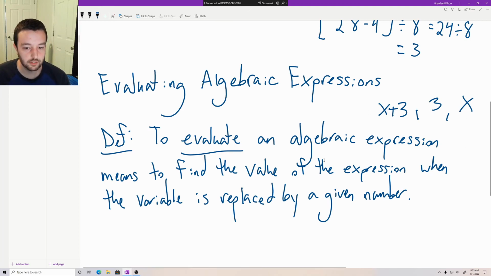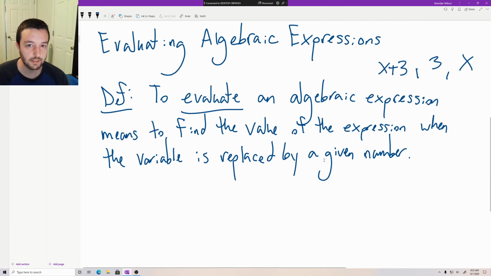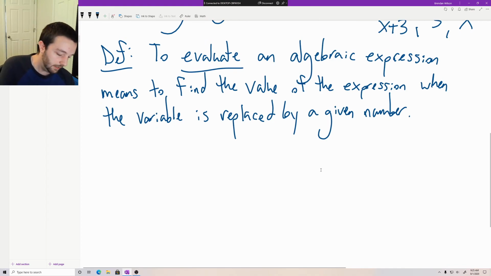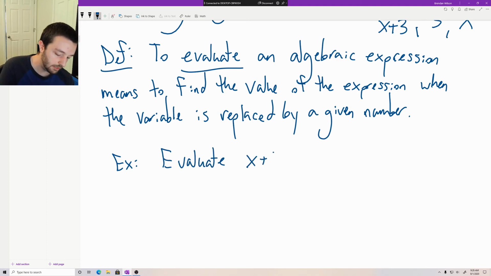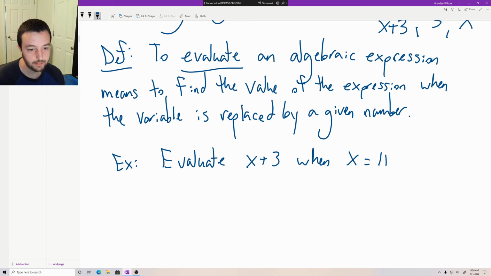So we find the value of an expression when the variables are replaced by a given number. For an example of what a typical problem would look like, it would say something like, evaluate x plus 3 when x equals 11. So it gives you the expression that you want to look at, and then it tells you what number you should put in for the variable.